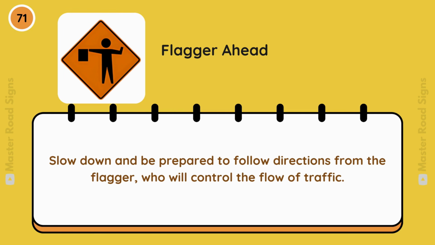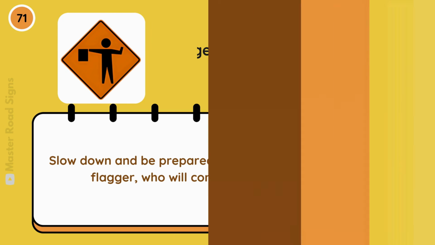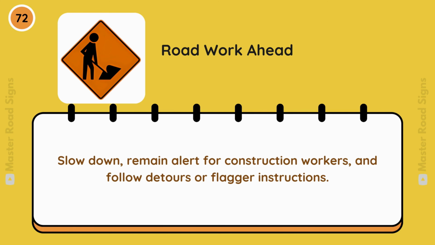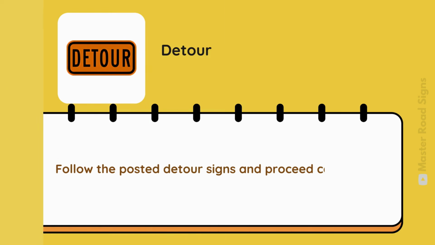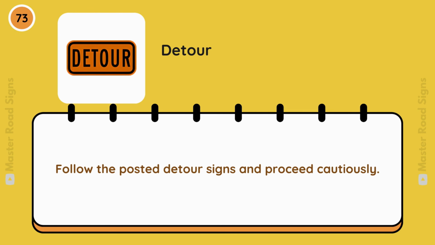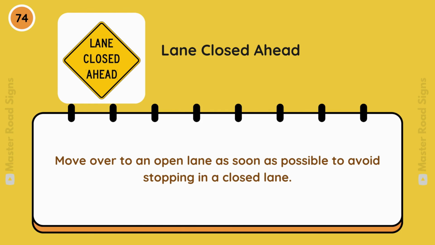Flagger ahead sign. Drivers should slow down and be prepared to follow directions from the flagger, who will control the flow of traffic. Roadwork ahead sign. Drivers should slow down, remain alert for construction workers, and follow detours or flagger instructions. Detour sign. Drivers should follow the posted detour signs and proceed cautiously. Lane closed ahead sign. Drivers should move over to an open lane as soon as possible to avoid stopping in a closed lane.